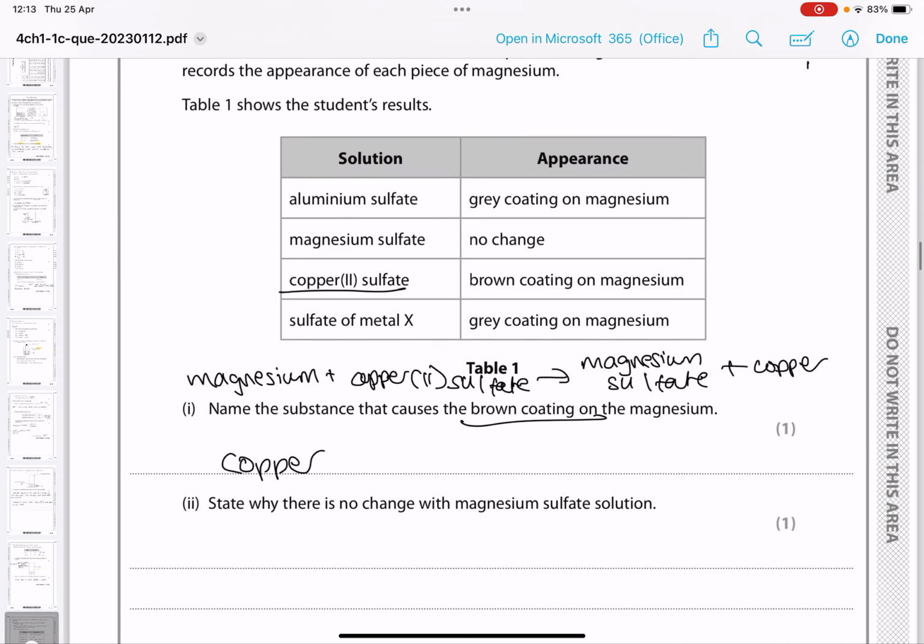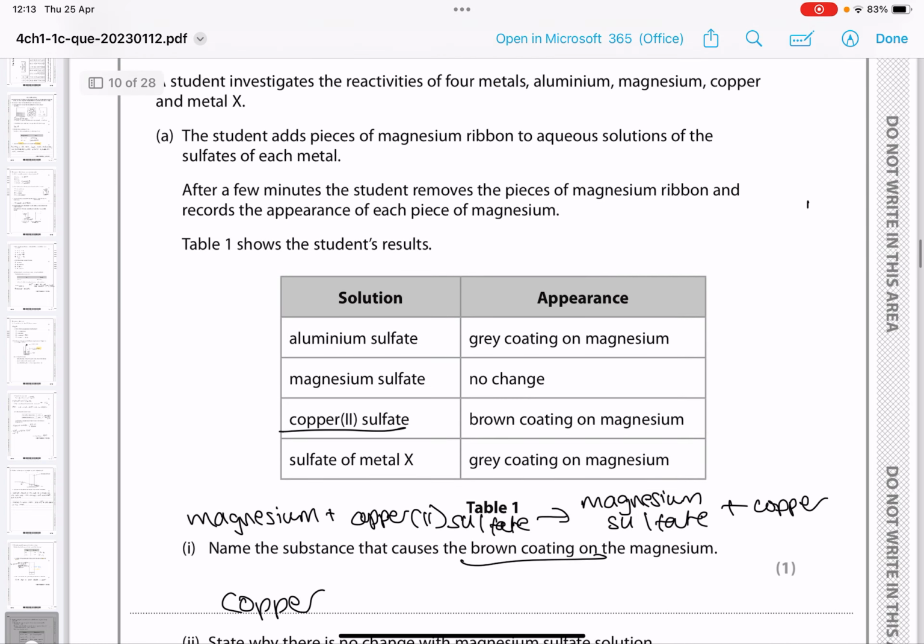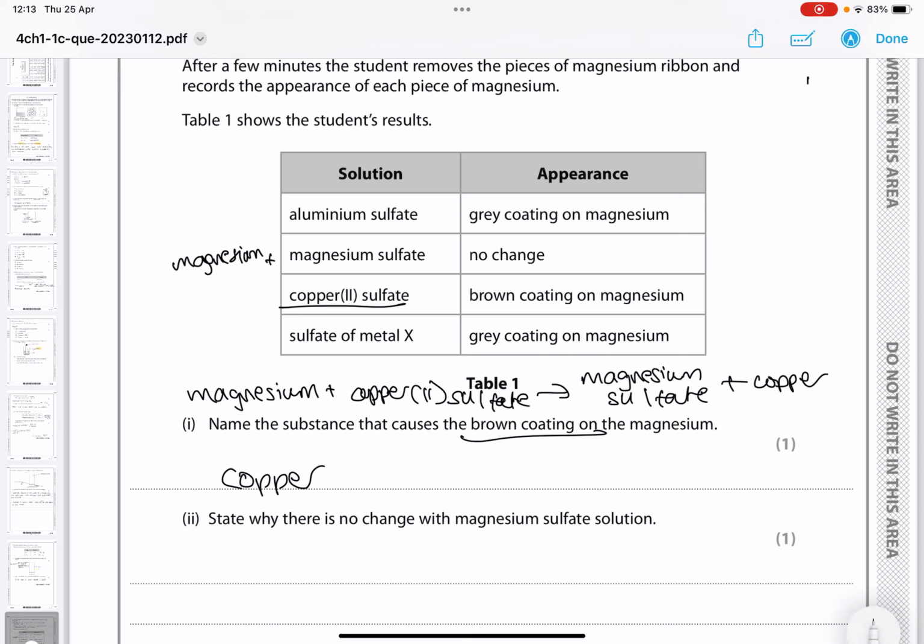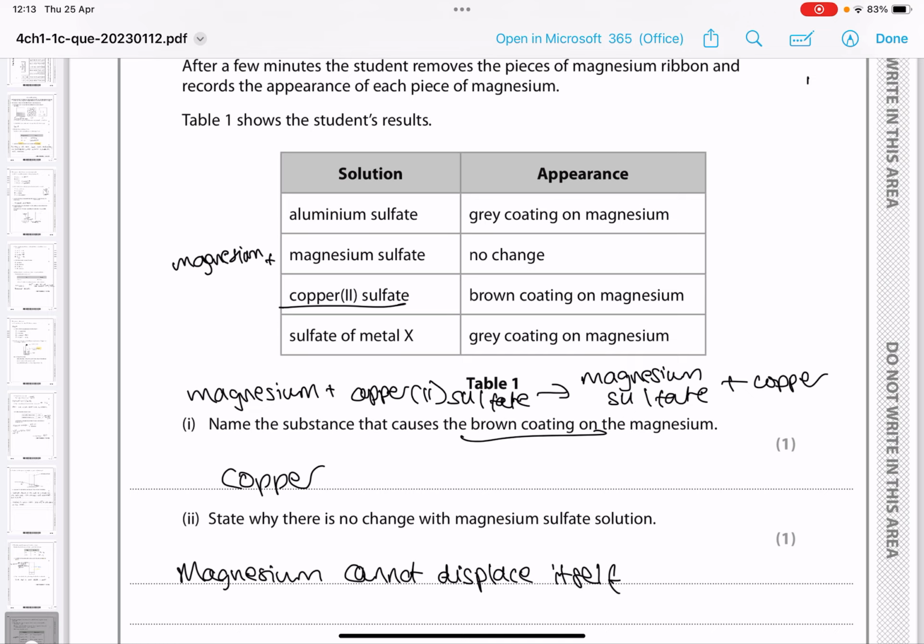State why there is no change with magnesium sulfate solution. Now, remember that magnesium is being added to all of these. If you add magnesium to magnesium sulfate, nothing's going to happen because magnesium can't displace itself. They're both exactly the same element, so they can't displace one another. So a displacement reaction can't take place. So why is there no change? Because magnesium cannot displace itself. Remember, they're exactly the same element, so one is not going to displace another here. Cool.